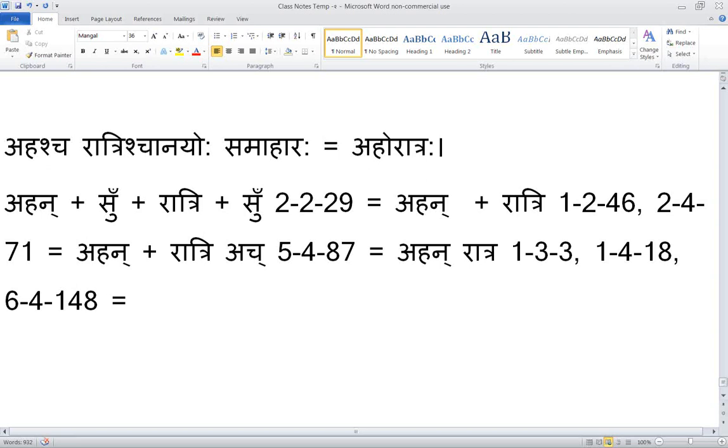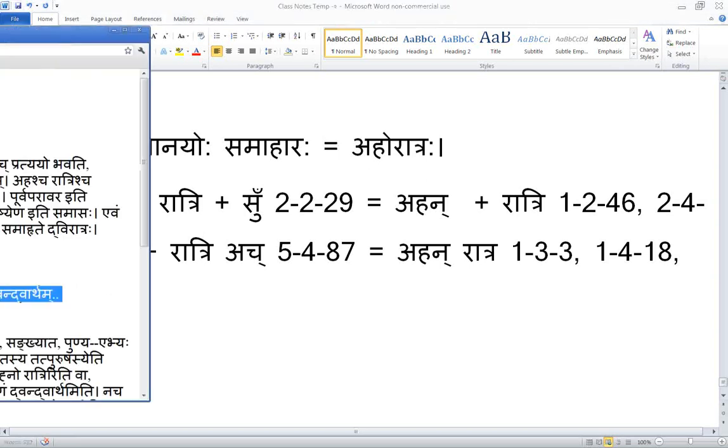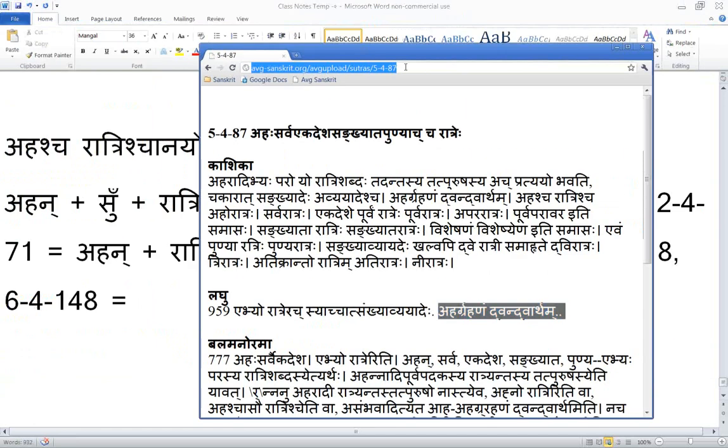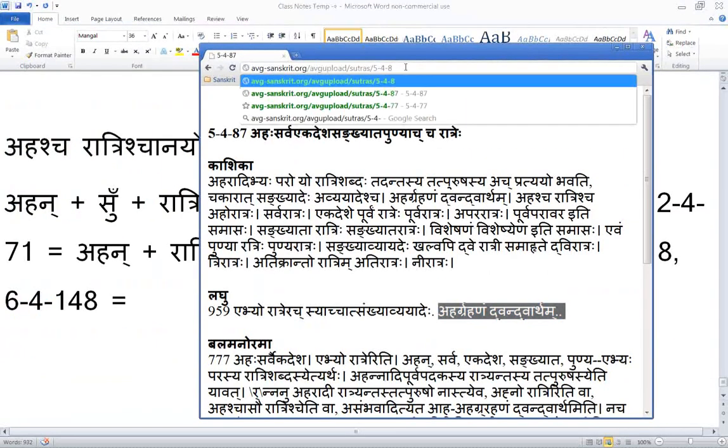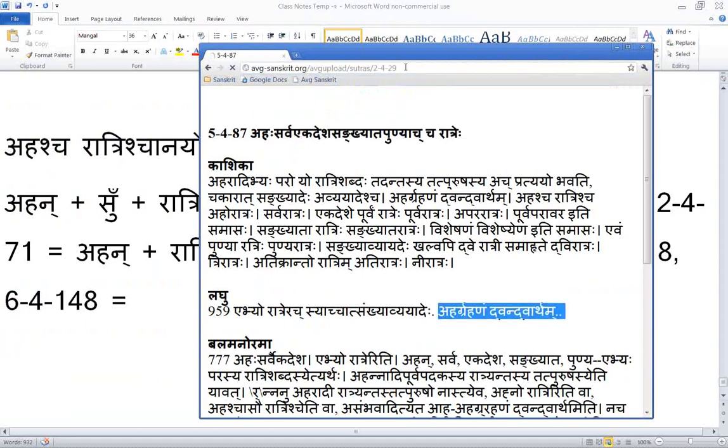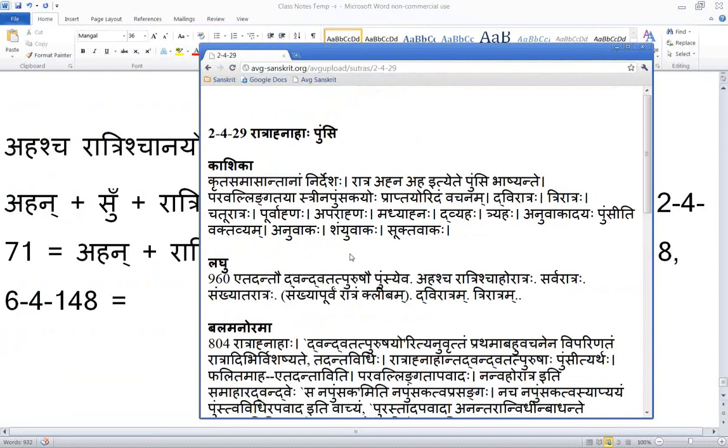Ratrahnaha pumsi. Etadantau dvandvat tatpurushau pumsi eva tatpurushau. So 2429 is the specific rule. So please make the correction in the book. The book correction is that these are only in the masculine. Etad antau dvandvat tatpurushau pumsi eva. Ahashcha ratrishcha ahoratraha. So they're going to be in the masculine.